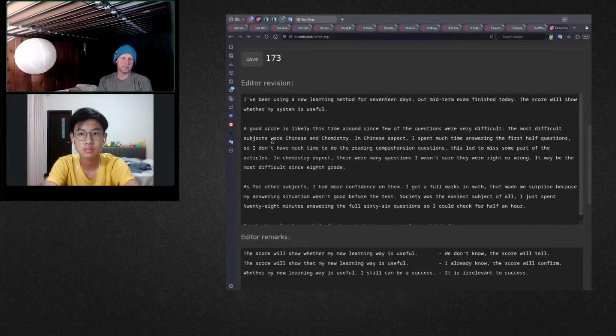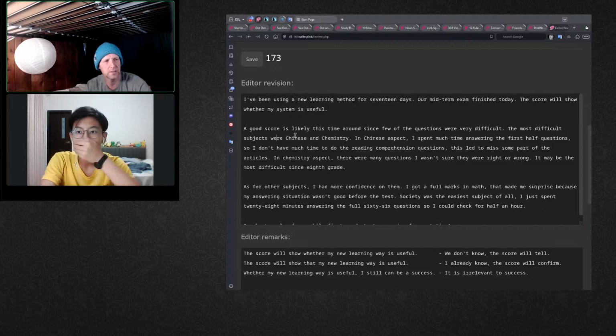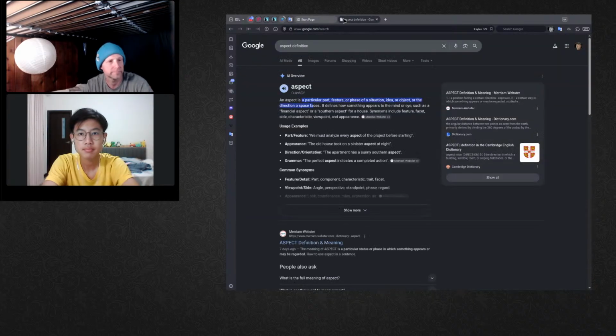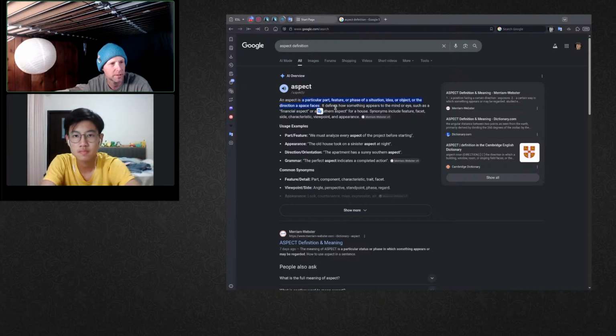I don't think aspect is the word that you want here. Aspect can be very useful, but you mean part. Aspect is more about a way, about spect as in perspective. Let's look up a definition of the word aspect. A particular feature, phase, of a situation, idea, or subject, or direction a space faces. Yeah, okay.